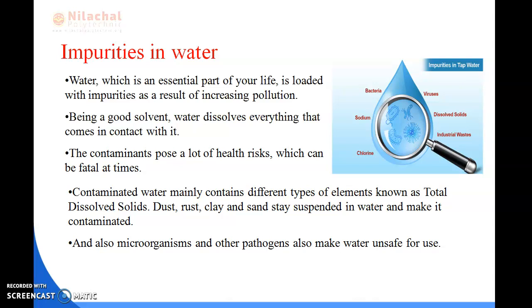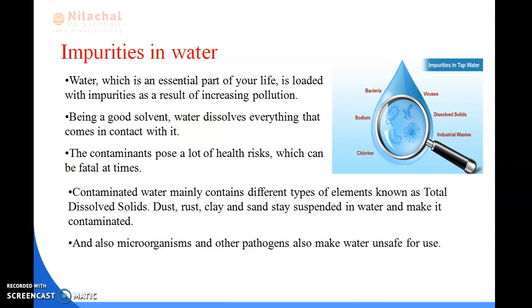When we use or drink this water, it causes diseases or germs, and it affects our health badly. So we will discuss the impurities in water.